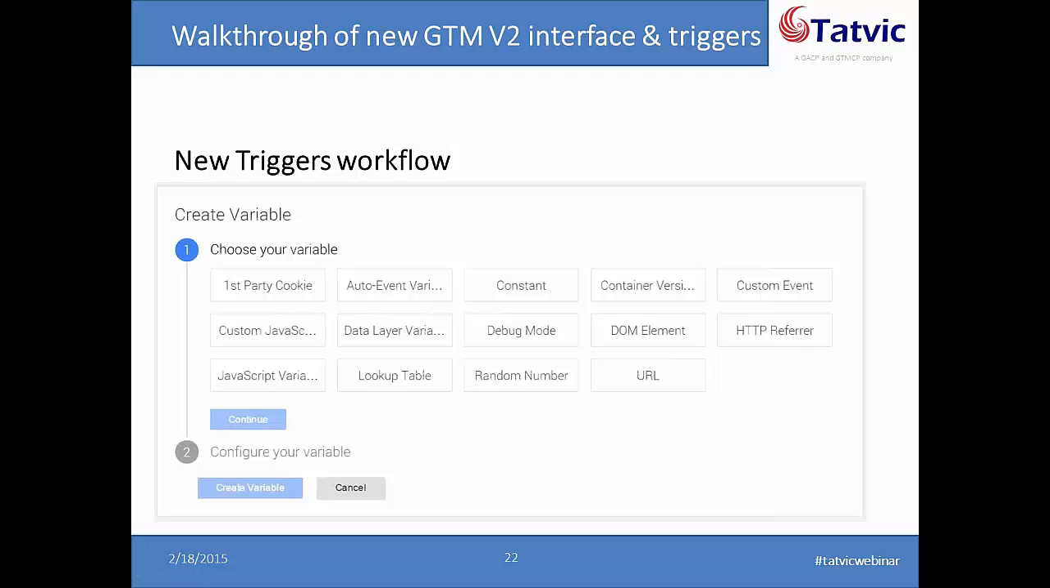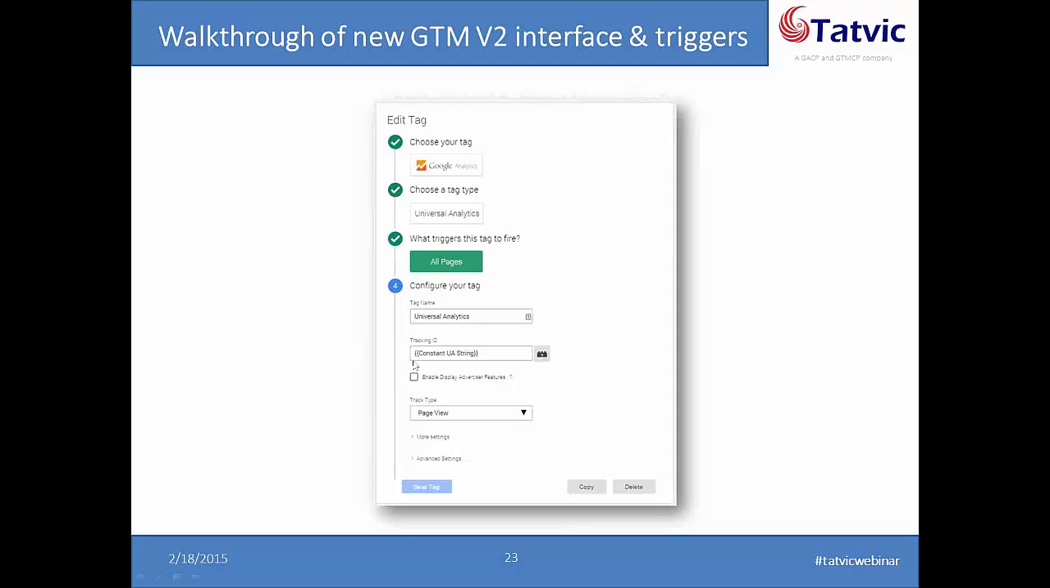The other thing I was going to mention, the functionality in terms of the number of variables and the number of template tags is exactly the same. They've just been changed to make them a little bit easier to see. So here you've got variables. So you've still got your first-party cookie and your data layer variable and the lookup table, etc. They're just a little bit cleaner to select. And then obviously there's the workflow for creating a Google Analytics tag, etc.